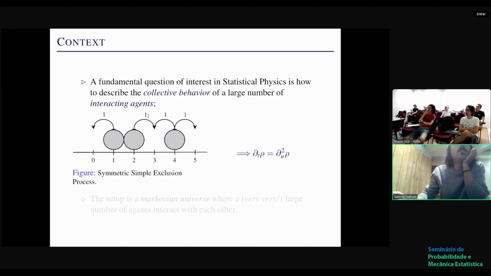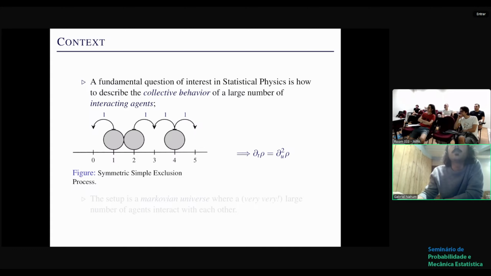This process here is called the symmetric simple exclusion process, and you fix a finite lattice. On each site, you put either a particle or leave it empty, and the dynamics evolve by nearest neighbor jumps. A particle can jump to its neighboring site if that site is empty. Otherwise, nothing happens. And if the site is empty, it jumps with rate 1.